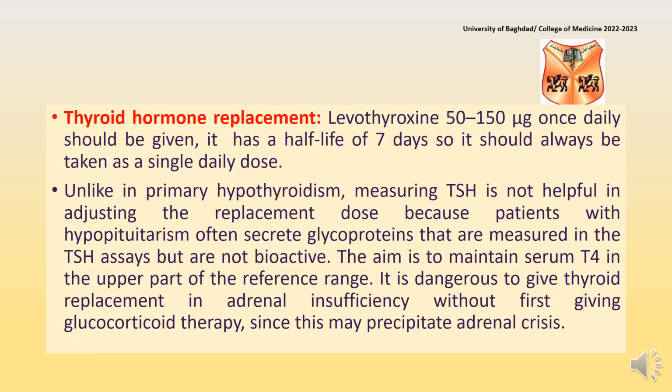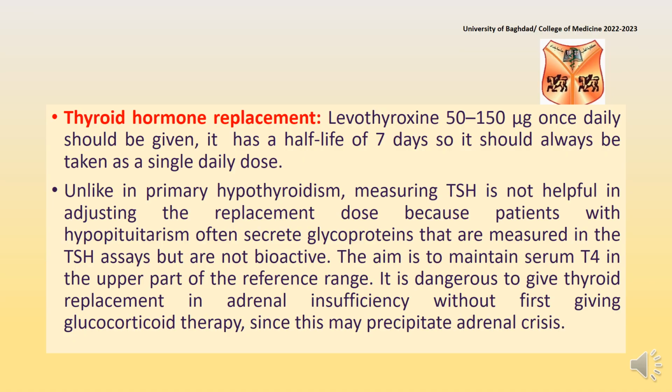Unlike in primary hypothyroidism, measuring TSH is not helpful in adjusting the replacement dose, because patients with hypopituitarism often secrete glycoproteins that are measured in the TSH assay but are not bioactive. The aim is to maintain serum T4 in the upper part of the reference range.